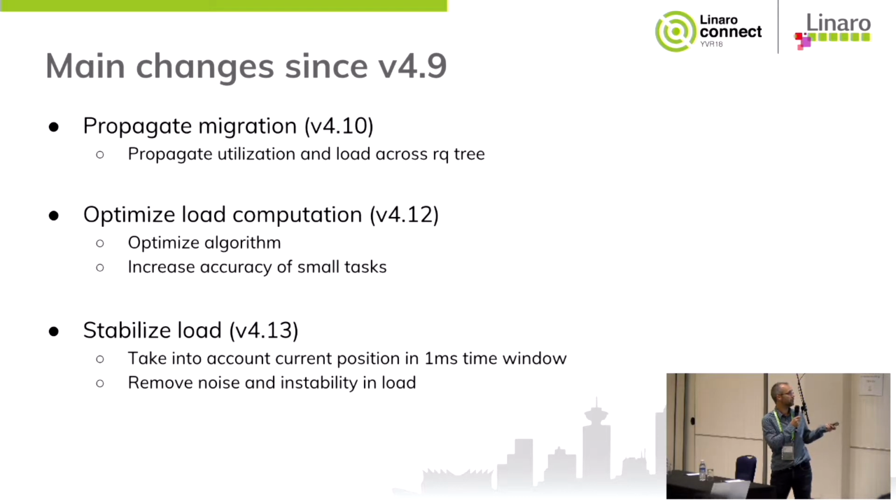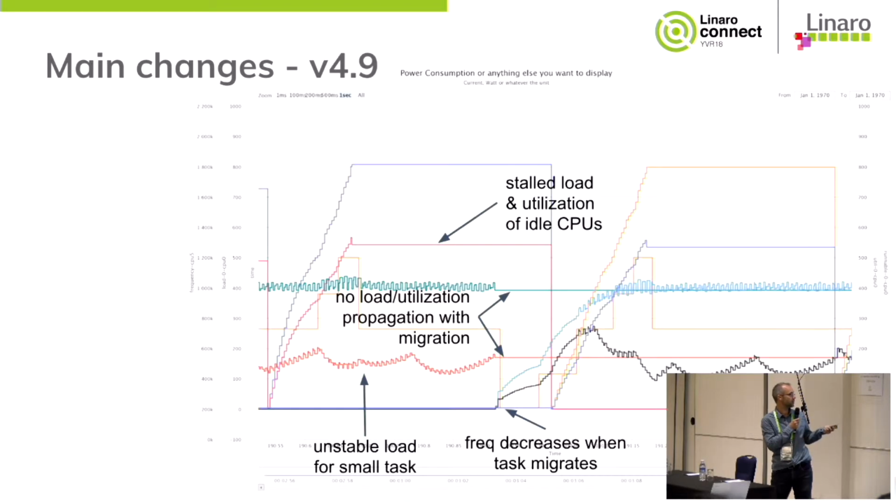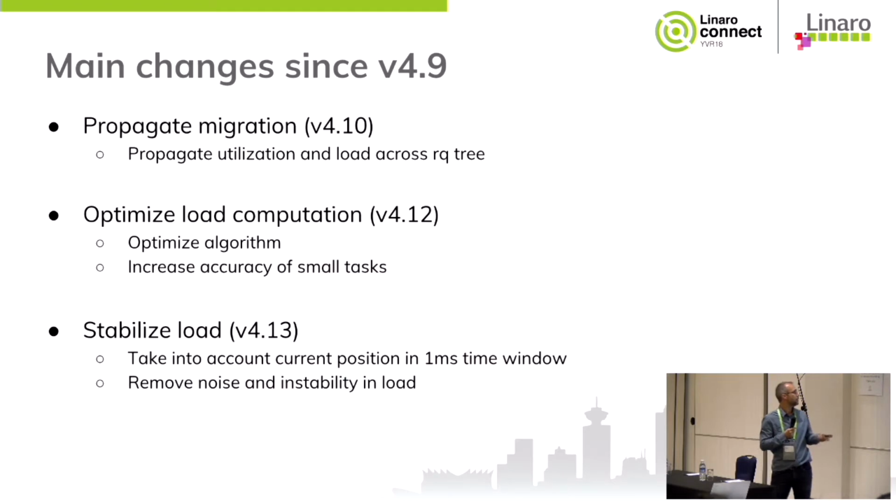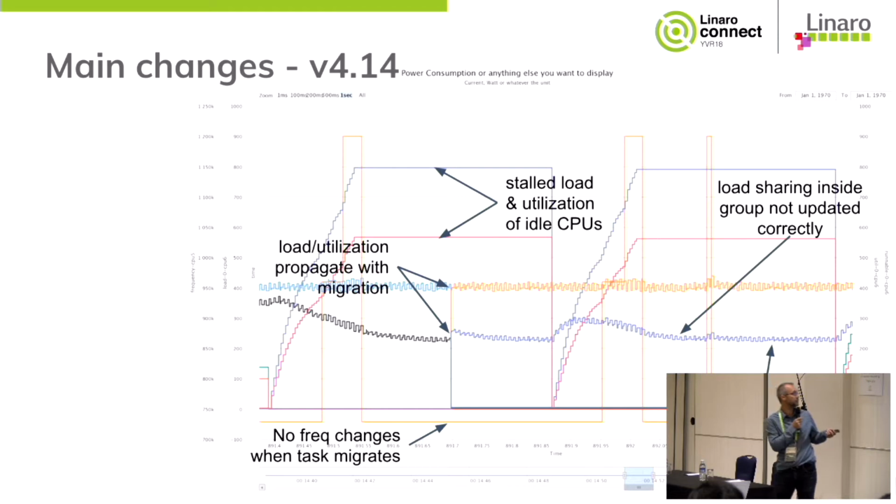We have also increased the accuracy for small tasks. What I was mentioning there: when a small task was running, a task running for less than 1 millisecond, for example, you were seeing some fluctuation without any good reason. And then in 4.13, we also improved the way we were starting in the time window in order to remove that.